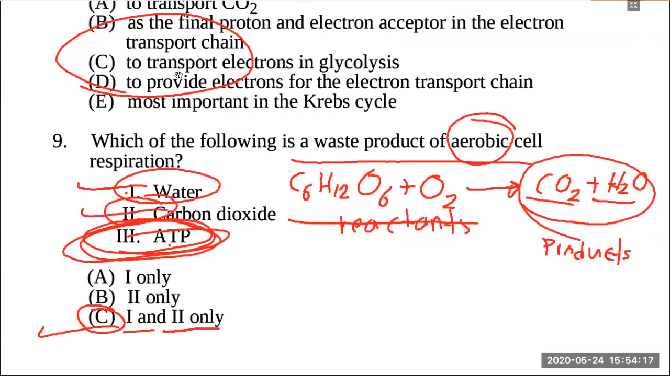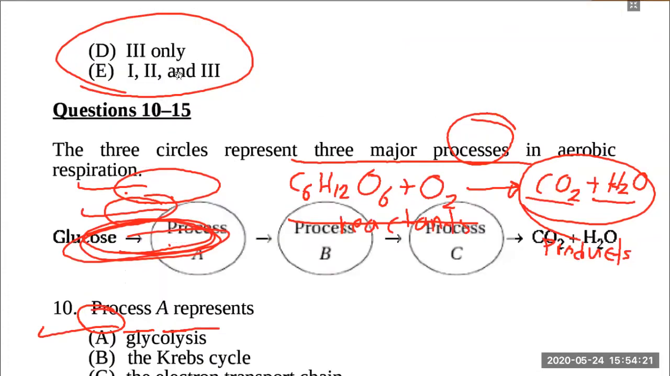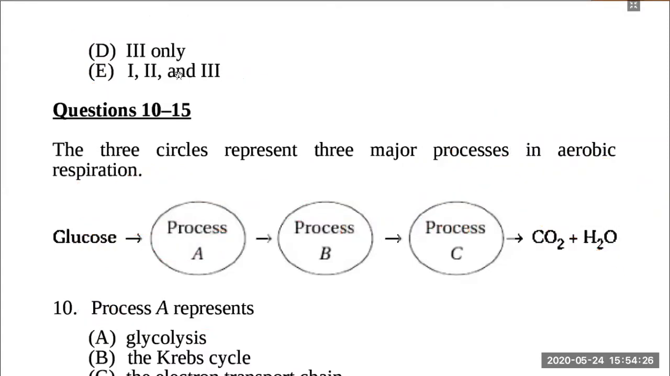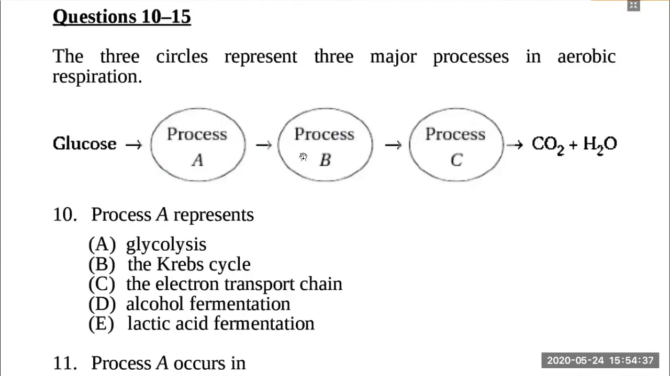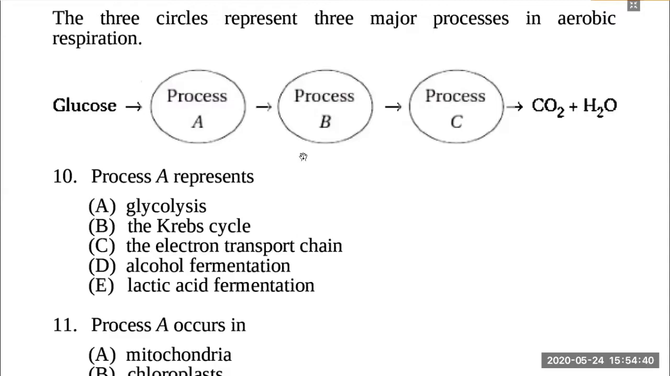Now let us move to question 8. Sorry, question 10. We have these 3 circles that represent 3 major processes in aerobic respiration. So, guys, as we see that we have glucose molecule, okay? Glucose molecule will enter into the process of cell respiration.